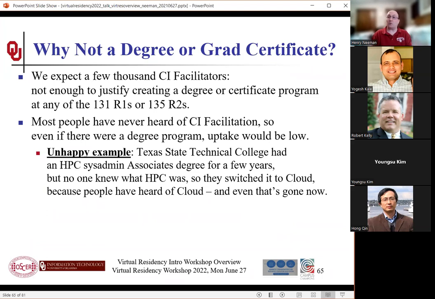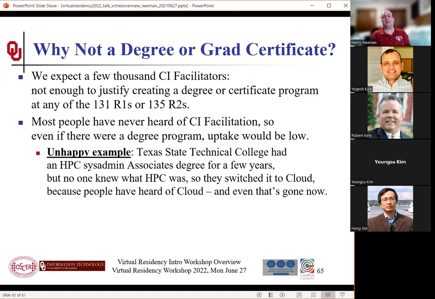Why aren't we doing a degree or a graduate certificate? There aren't enough numbers to make that work. You've got to have tens of thousands of people to justify degree programs. The reality is most people have never heard of the thing we do, right? And if they haven't heard of the thing we do, they're not going to pursue a career in it. They're certainly not going to spend thousands upon thousands of dollars or tens of thousands or hundreds of thousands of dollars to get a degree or even a graduate or undergraduate certificate in something they've never even heard of. They don't know whether it's something that's interesting to them.